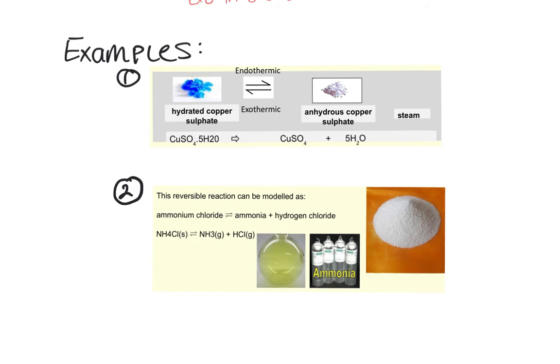Now, in order to get anhydrous copper sulfate back to hydrated copper sulfate, you're going to add some water. You're going to add those 5 H2Os. And what you see is it goes back to this blue substance. I can then heat it up again and turn it back into the white substance. You can go forward and back, and that shows you that it's a reversible reaction.